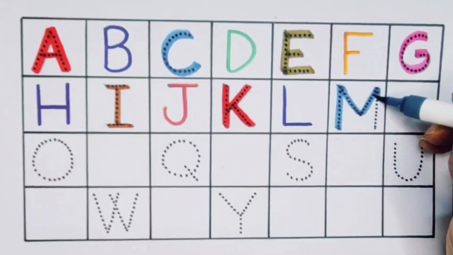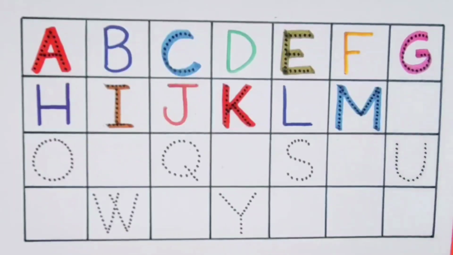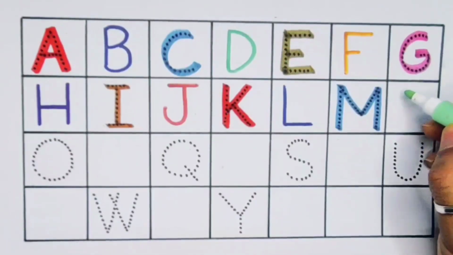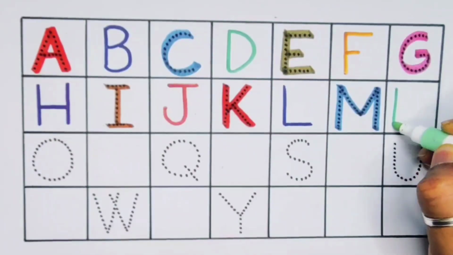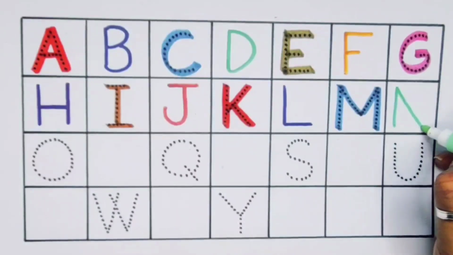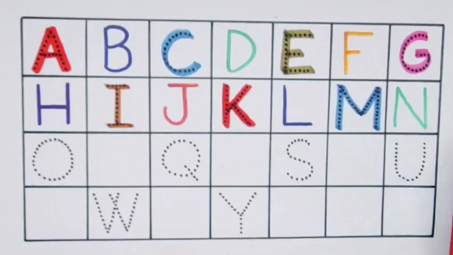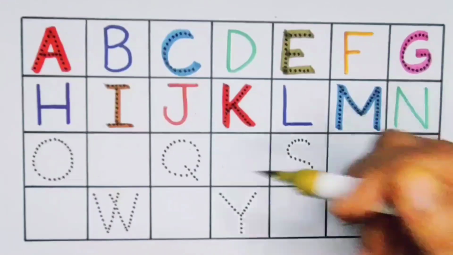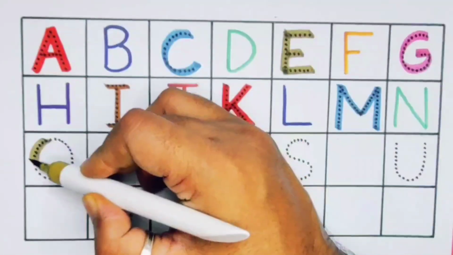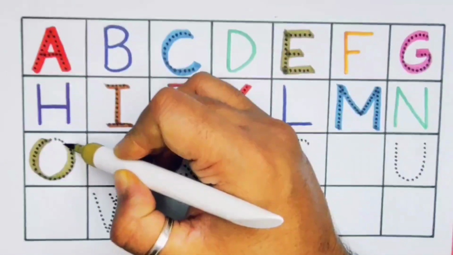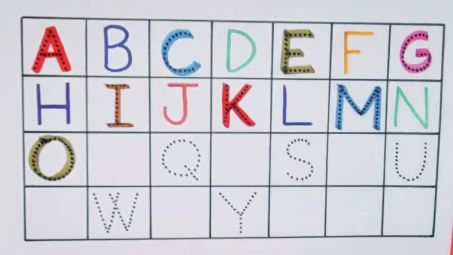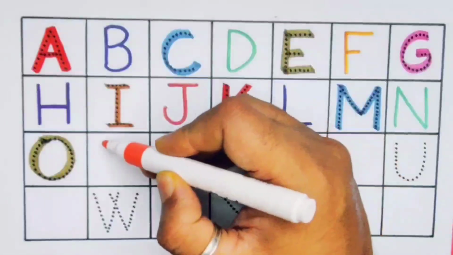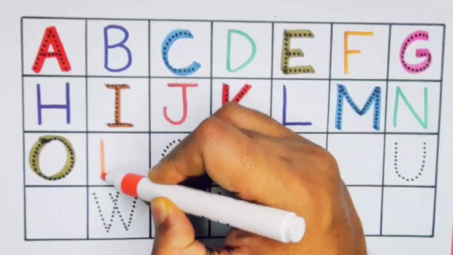Next kids, N for nest. Next kids, O for octopus. Next P for parrot.